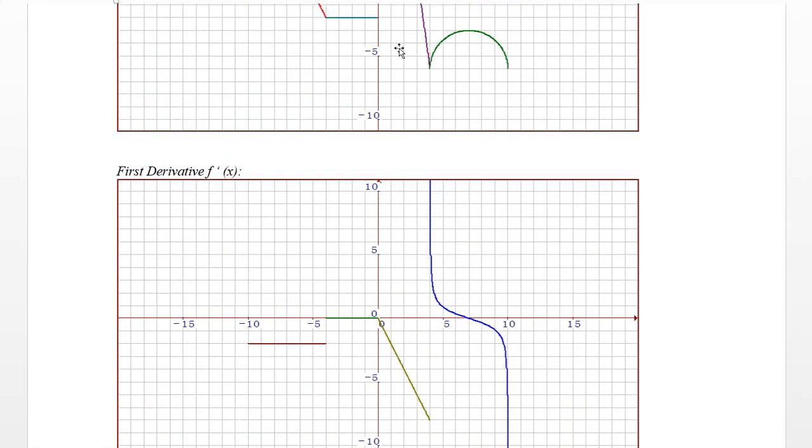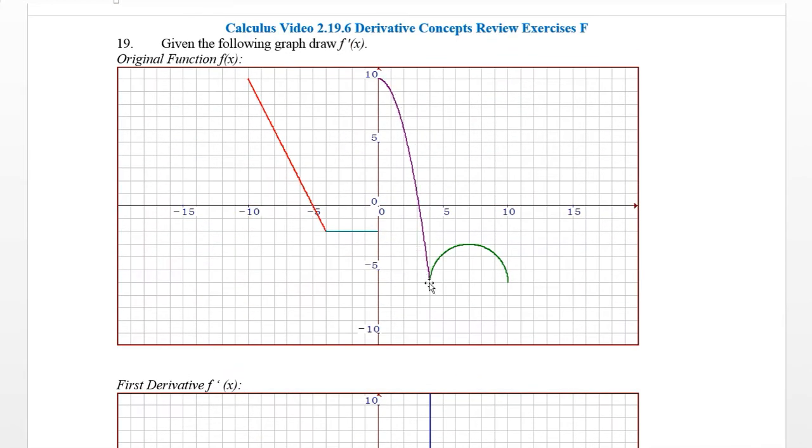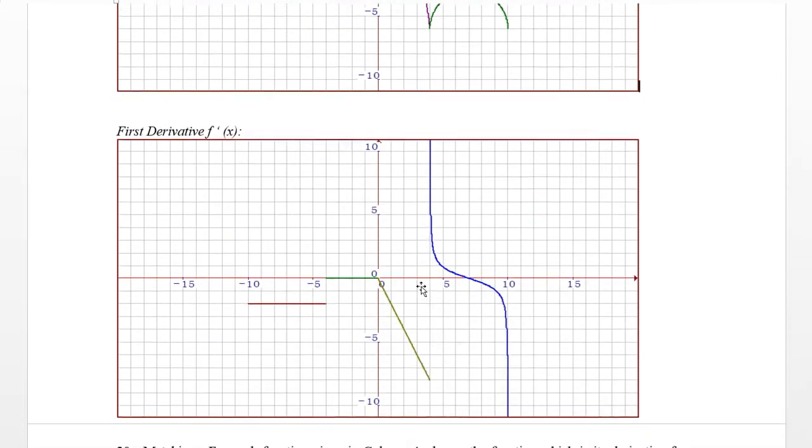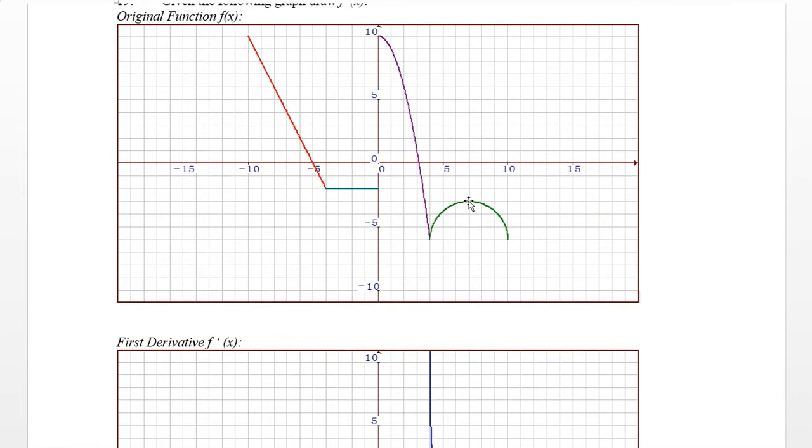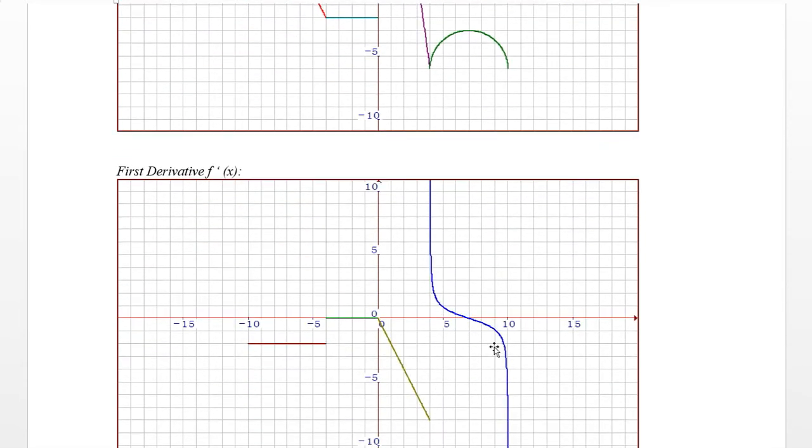So this horizontal piece had a slope of 0. There it is. The linear piece had a constant slope, so a horizontal line. This turns out to be a piece of a parabola, and its derivative turned out to be part of a line. So we see that there. And this one here has this kind of shape to it. And there's where we see 0 here, and positive slopes to the left, negative to the right, positive here, negative down here, and we see asymptotes here and here.